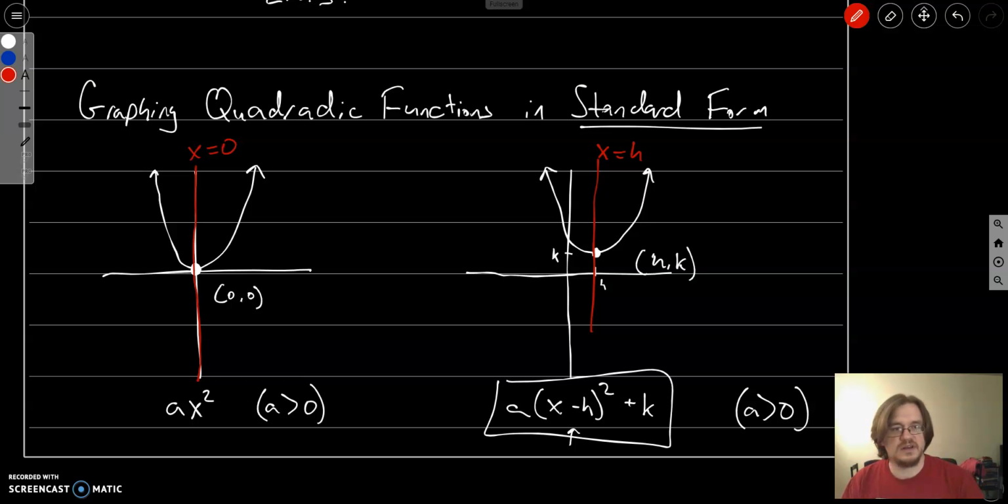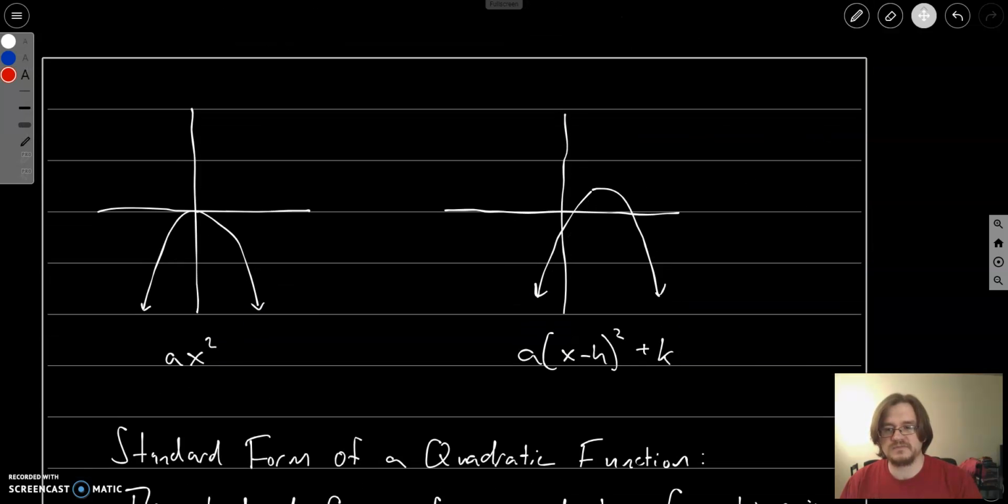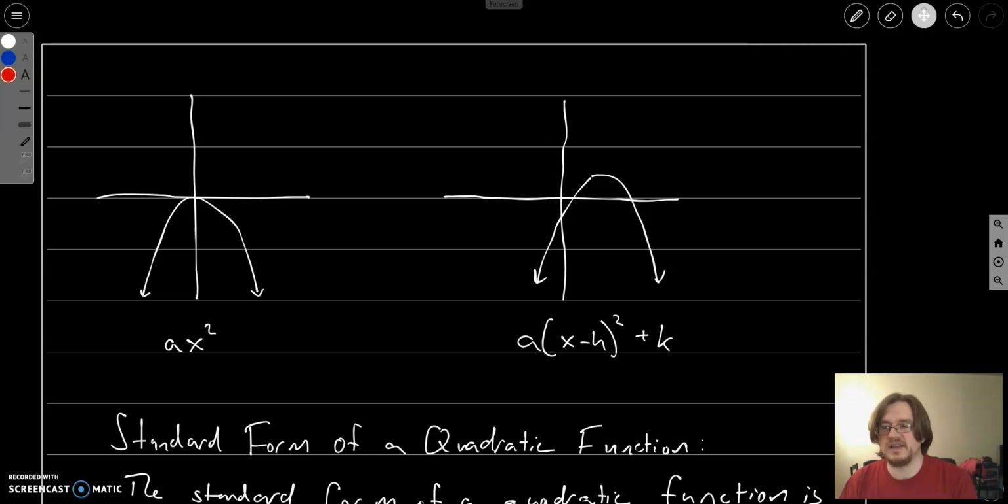So we can do the same thing if a is negative. It's just instead of opening upward, we're opening down. So here again, we have our vertex for our standard function when a is 0. So this vertex would be 0, 0. And the line of symmetry, if I could draw straight, is going to be at x is equal to 0.